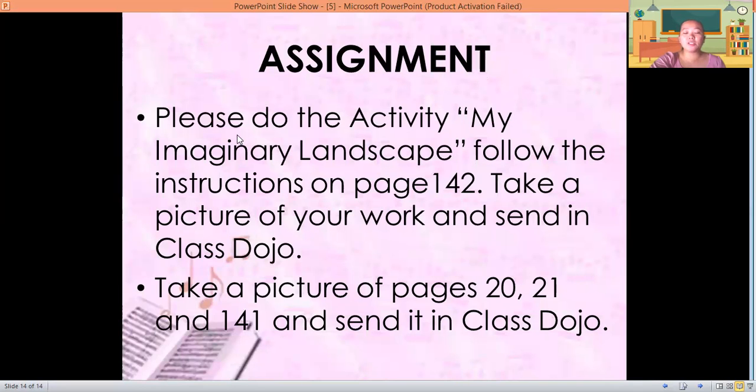For our assignment, you are going to make an art. Please do the activity, My Imaginary Landscape. Follow the instructions on page 142. And then when you are done, take a picture of your work and send it in our Class Dojo. Again, this is our second artwork, My Imaginary Landscape. Follow the instructions on page 142. Take a picture of your work and send it in our Class Dojo. Then take a picture also of pages 20, 21, and 141. Then send it in our Class Dojo.